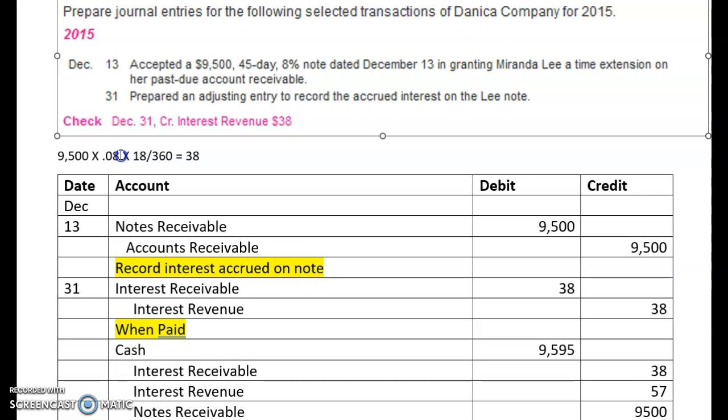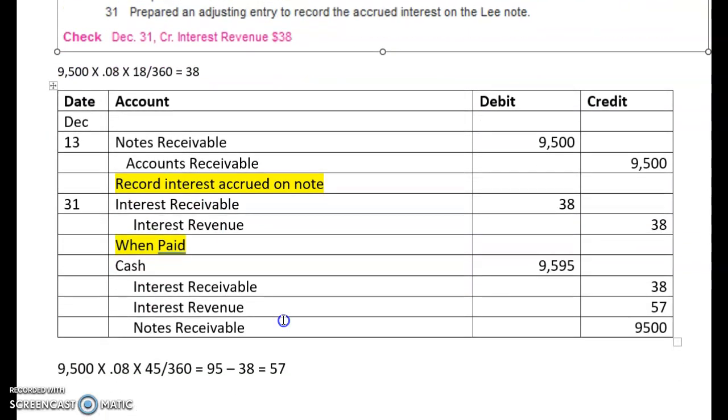your calculator, and then hit the percent key. I don't know where that is on my calculator, and I don't care. I always use 0.08 for 8%. 18 divided by 360, whatever you get on your calculator, times 0.08 times 9,500 should be $38. So we'll debit interest receivable, 38. We'll debit interest receivable. I just said that wrong. Interest receivable will debit, interest revenue will credit. That's the end of the problem.